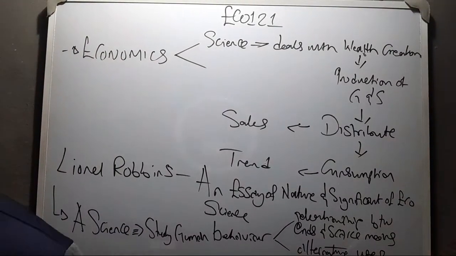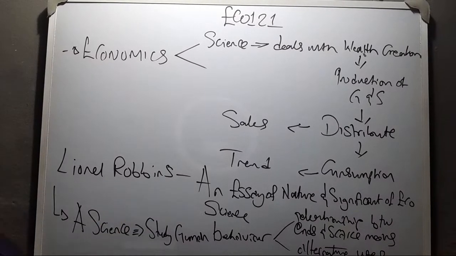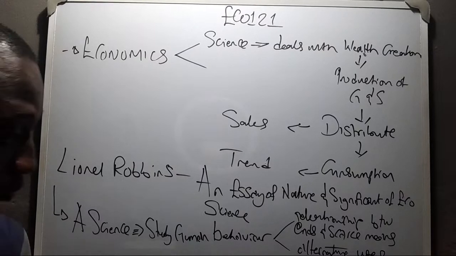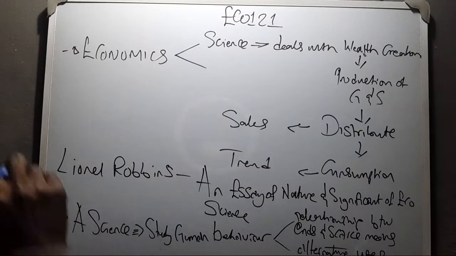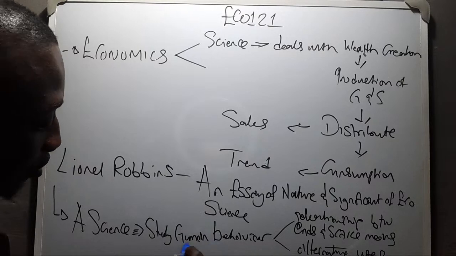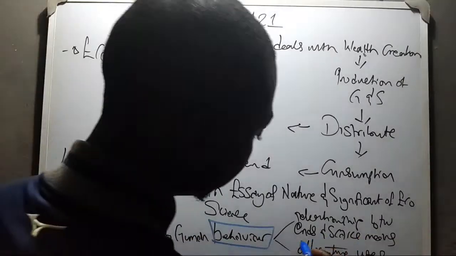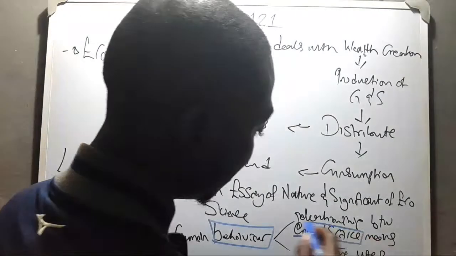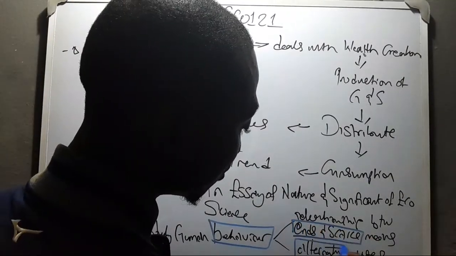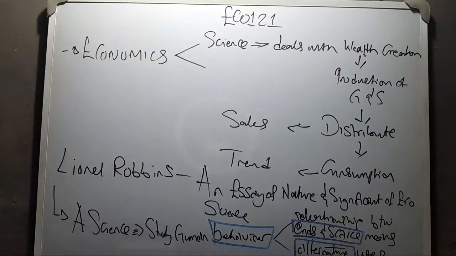Now, according to Lionel Robbins, and the key points here, let me get another shade of marker so I can highlight the key points. It's easier. Behavior, ends and scarce means, alternative uses are the key words.